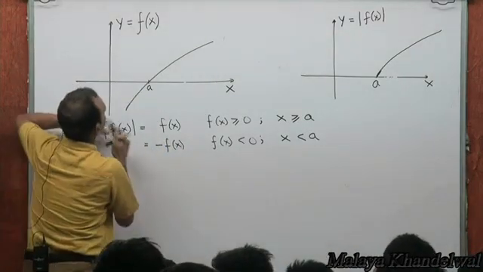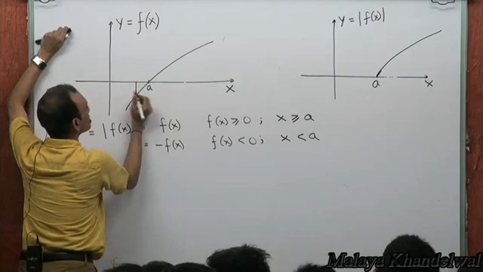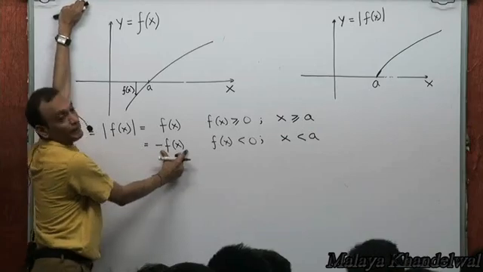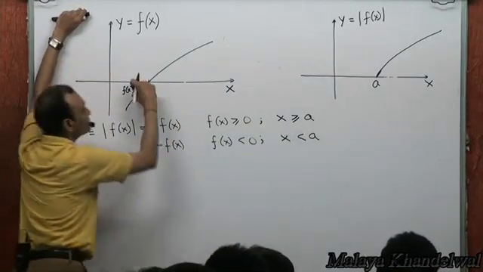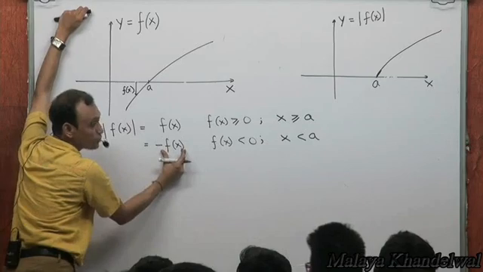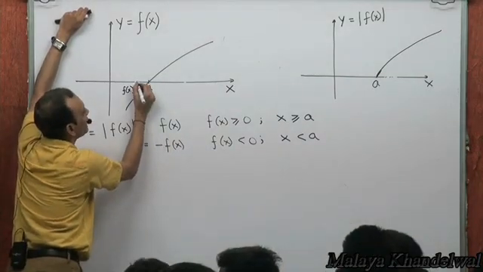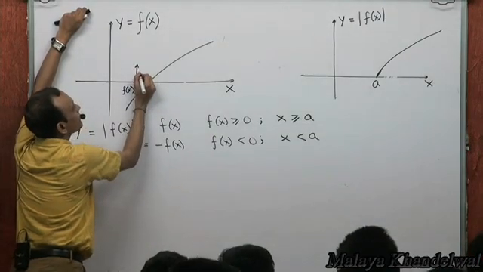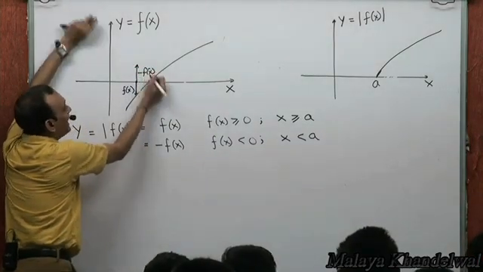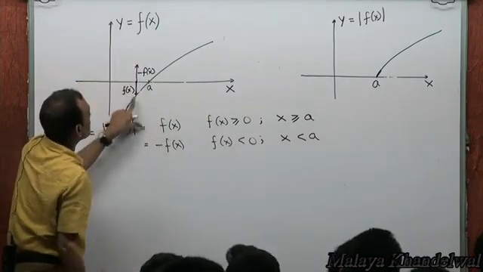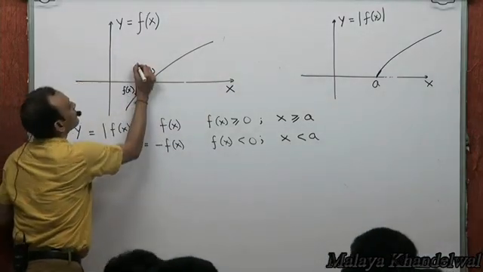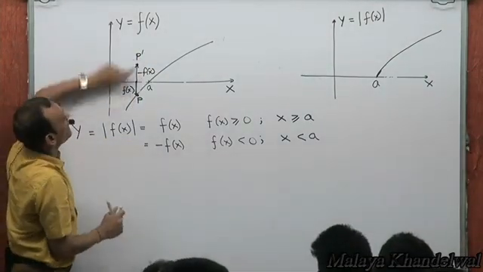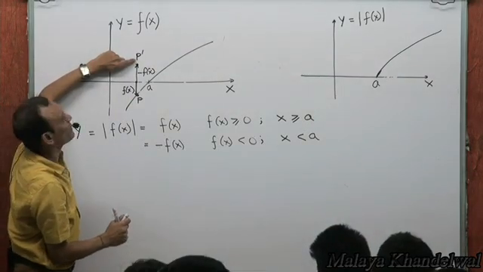But to the left of a, if this is f(x), then mod f(x) would be minus f(x). For any given x, if this is the value of f(x), then mod f(x) would be minus f(x). If this is a point on the graph of f(x), then this would be a point on the graph of mod f(x). And do you realize P and P prime are mirror images of each other about the x-axis?